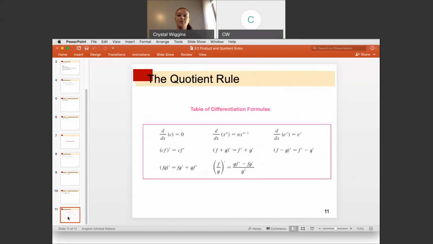And here is a table of formulas that we learned today, where we discussed that the derivative of a constant function is 0. The derivative of a power rule is to bring the power down in front and multiply, and then come back up and subtract 1. The derivative of the exponential function is the exponential function. And we can separate the derivative amongst addition and subtraction, but not against multiplication and division. We have rules for that.